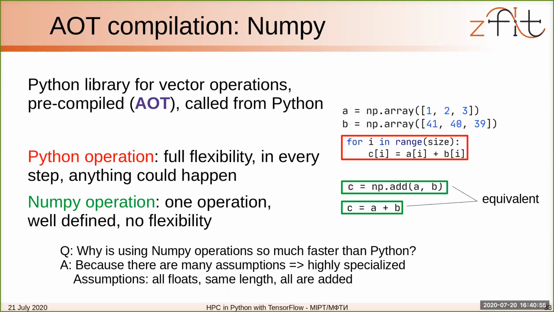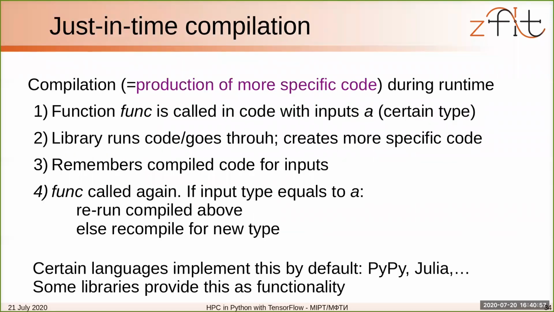Now, another thing, instead of doing AOT compilation, is just-in-time compilation, which means that during runtime of a code, we produce more specific code, which is optimized. What this means is we call a certain function in Python, and we have certain inputs there. Now, this code is just normally executed.